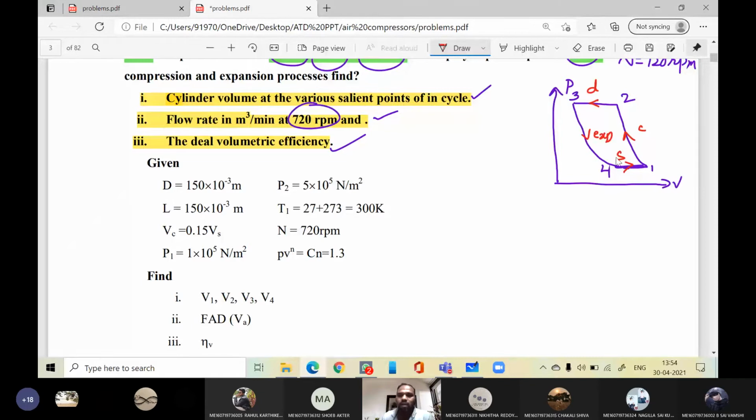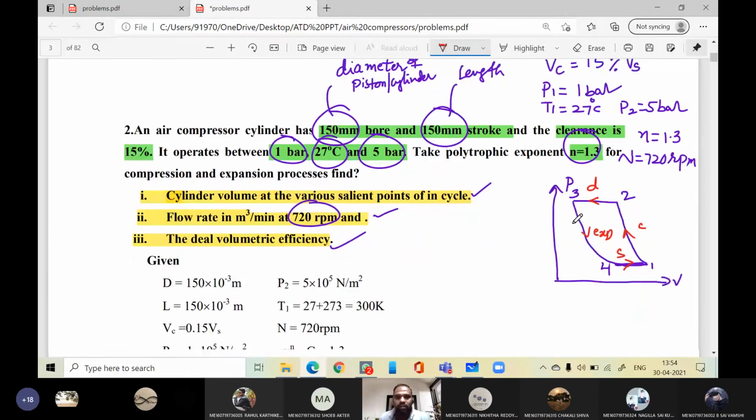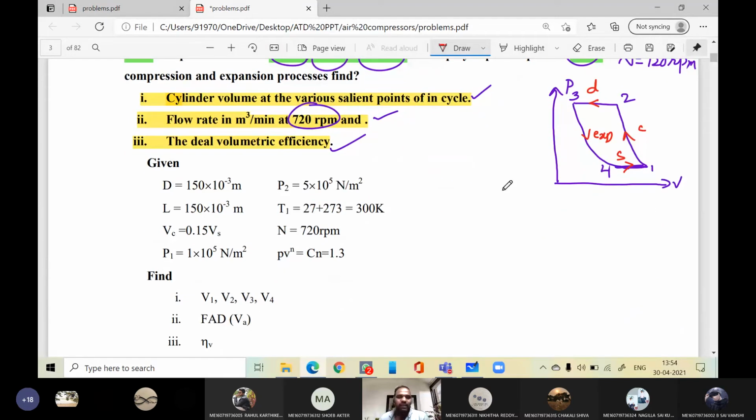He is asking for volume at all the points, but V1 is not given. This is the data given: the diameter is given, converted into SI units because it is in mm, where 1 mm is 10 power minus 3 meter. Vc, P1, P2, T1 and n are given. So we need to calculate the volume at all the points.